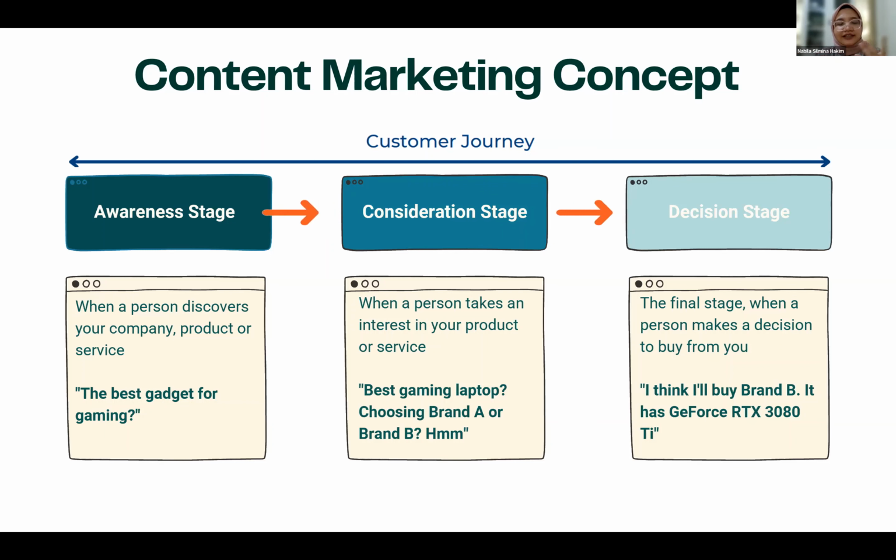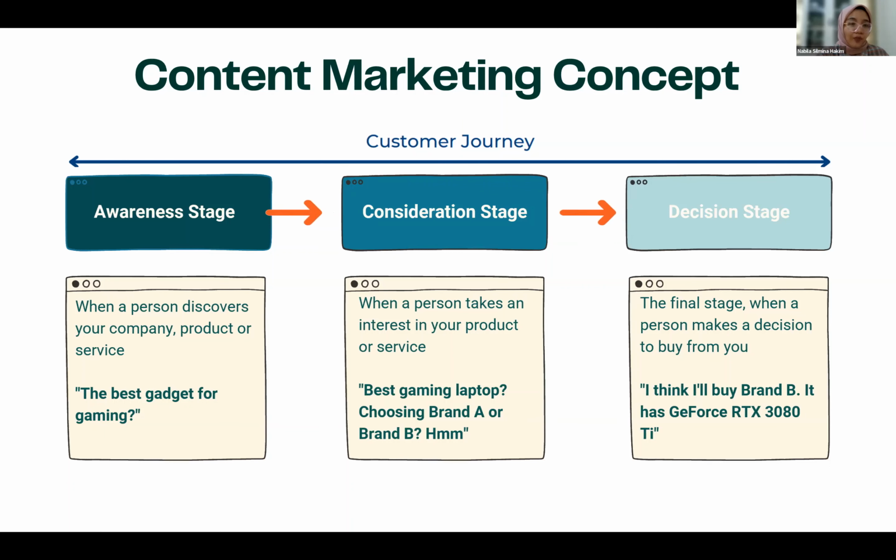After they are considering, they reach the decision stage, the final stage when a person makes a decision to buy from you, to buy your product or need your service. For example, after they did some research about your brand and the other brands, finally your brand won the competition. So this customer finally decided to buy your brand. For example, I think I'll buy brand B because it has this kind of feature that I wanted. So this is the simple customer journey that customers usually go through before they decide to buy something.